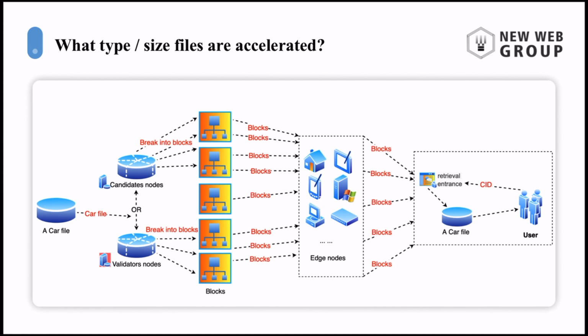What types of files can be accelerated? How large a file transfer can be accelerated? Okay, let's take a CAR file for example. If a CAR file is pulled, then the candidate nodes or verifier nodes will split the CAR file into several blocks after pulling the whole CAR file, and transfer the blocks to several edge nodes that are closer to the user. Compared with the direct acceleration of the CAR file, the effect of accelerated blocks is much better, and it requires fewer hardware resources, which is very competitive in terms of resource cost and acceleration effect.